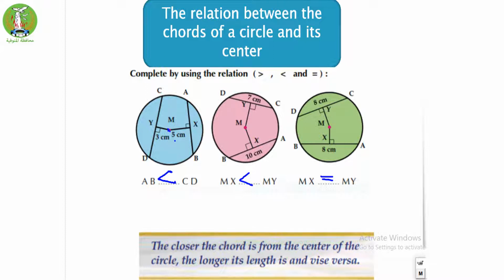And we studied before, the diameter in the circle is the longest chord in the circle, because the distance between the diameter and the center equals 0 centimeters. So we can say that the closer the chord is to the center of the circle, the longer its length is, and vice versa.